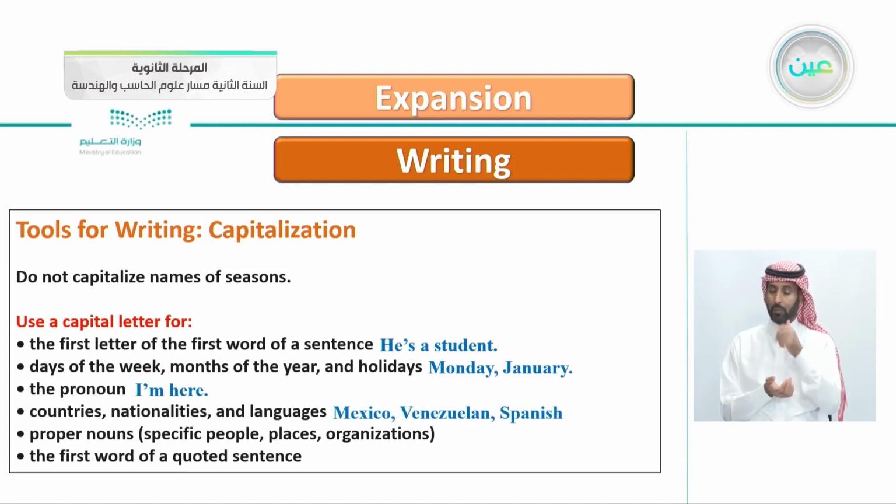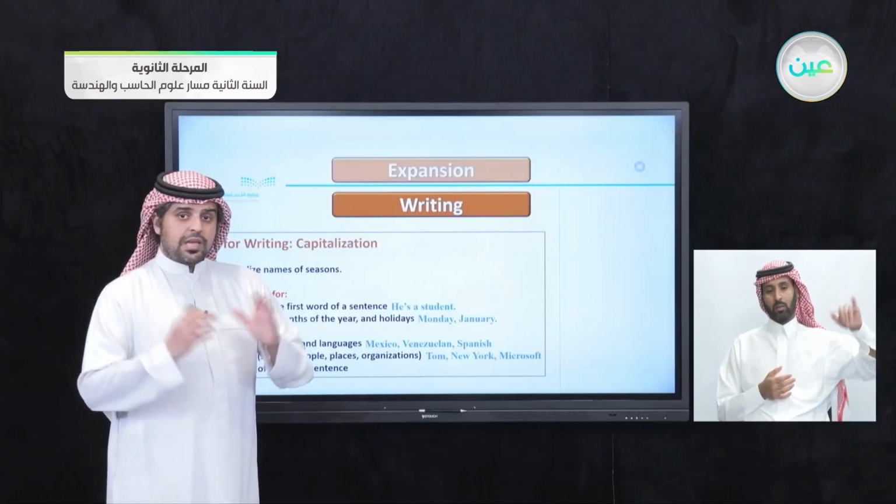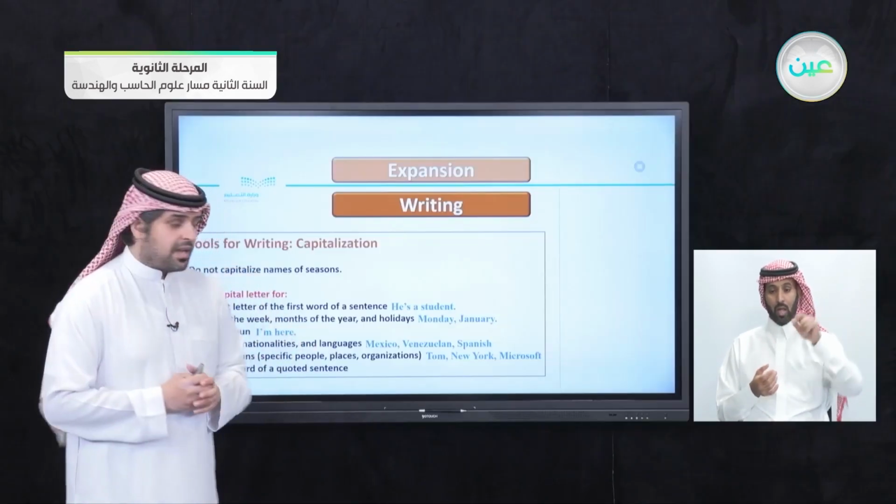Countries, nationalities, and languages. Proper nouns, specific people, places, and organizations. Tom, this is a name of a specific person. Places like New York, organizations like Microsoft. So when you name these, always use a capital letter.